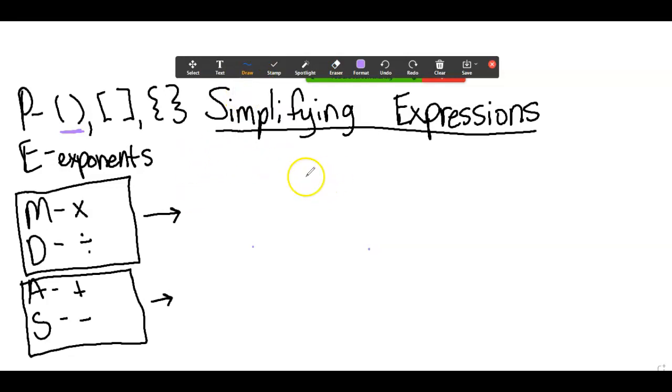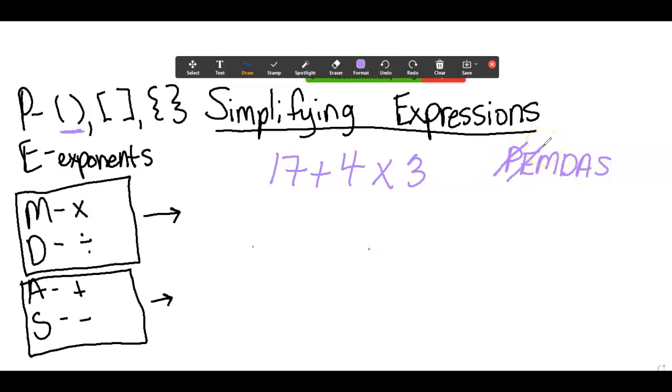I'll give you a real easy one this time. 17 plus 4 times 3. Okay, so only 2 operations this time. Well, I'm looking over here. I don't have any parentheses. In fact, I'm going to write this out just to make sure. So I don't have parentheses.